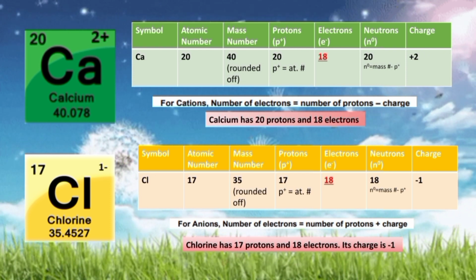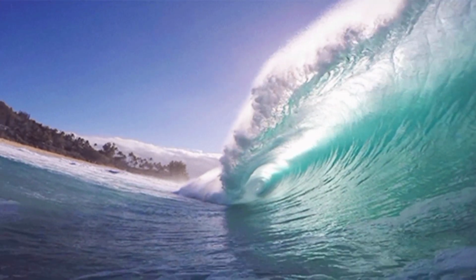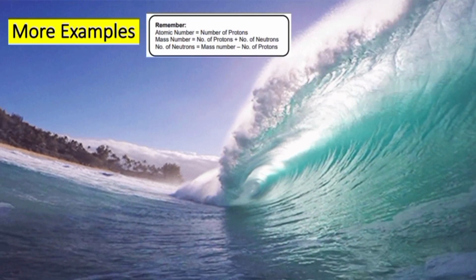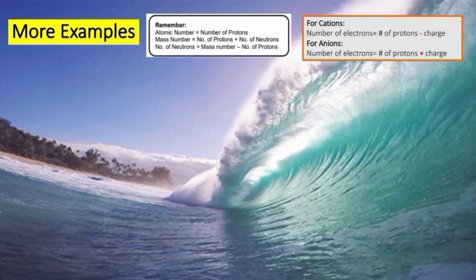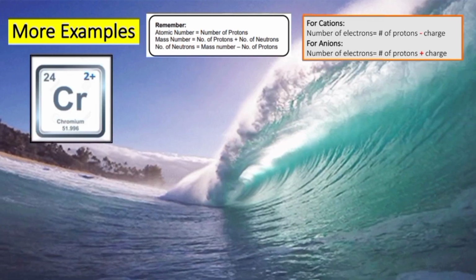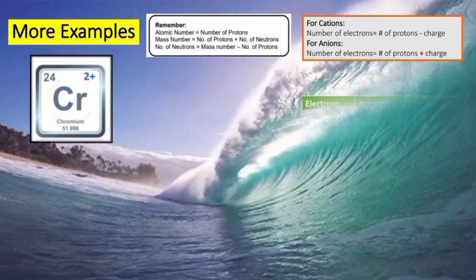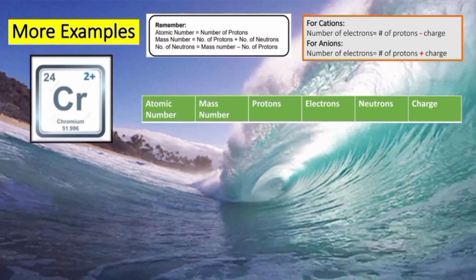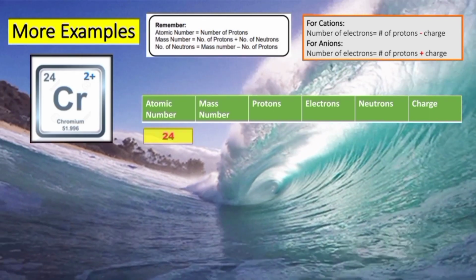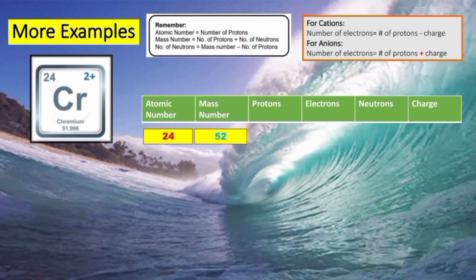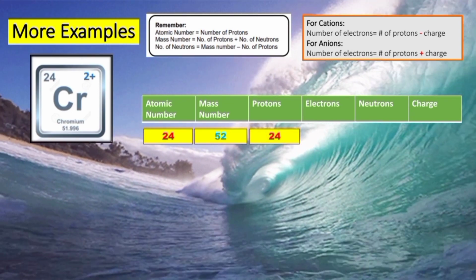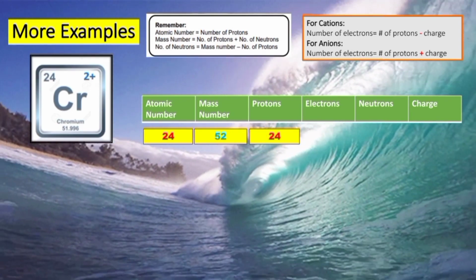So, possibly medyo confusing pa. So, let's have some more examples here. Yan. Then, I have given you also the formula that you are going to use. So, we have here chromium. Okay, so atomic number 24, that's given. Mass number 52 if rounded off. Proton number 24 din kasi parehas lang ng atomic number.